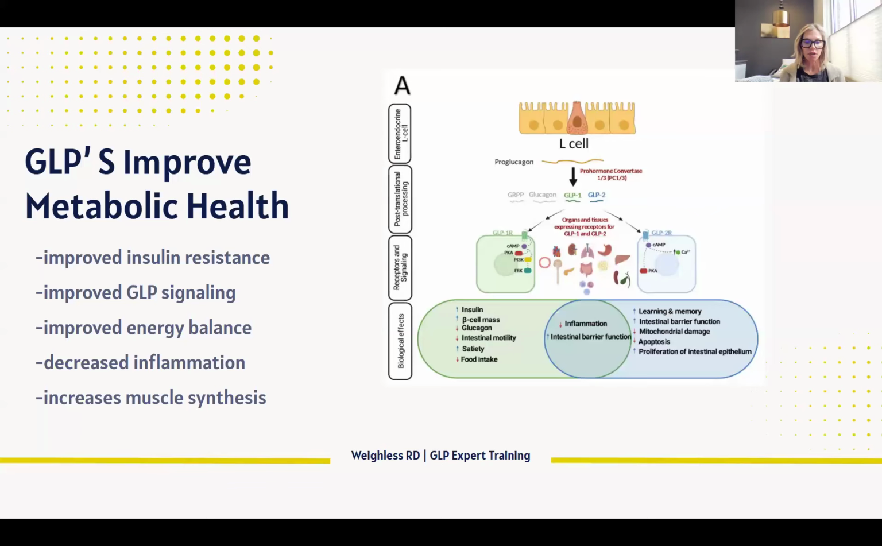So by now, I think most of us understand that GLPs are designed to address metabolic dysfunction. They do many different things to help metabolic dysfunction. They improve insulin resistance. They improve the GLP signaling. So hopefully, based on the other presentations, we explained how it does all of that. They improve energy balance, they decrease inflammation in the body, and they increase muscle synthesis. So with all of that, that absolutely paints the picture of improvement in one's metabolic health.